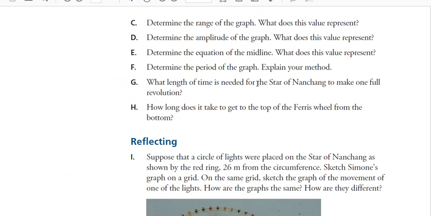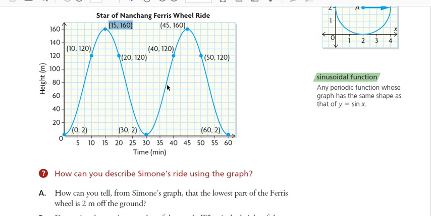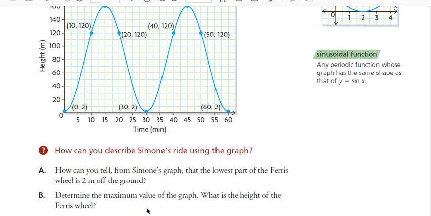Determine the range of the graph. Okay, so do you guys remember domain and range? Range is all the values, the y values, that are encompassed in the graph. So what is the range? It goes from, what's the lowest value of y? It goes from 2 all the way to 160, just like we said. So how would you write that?